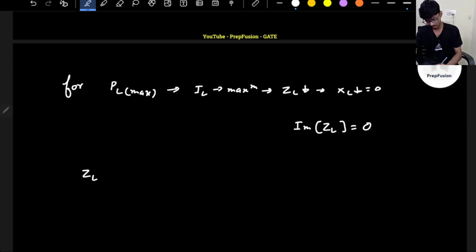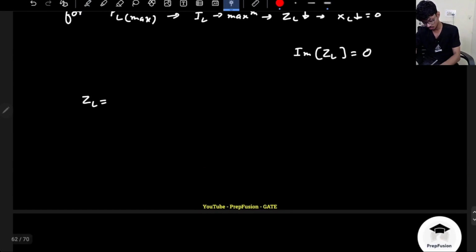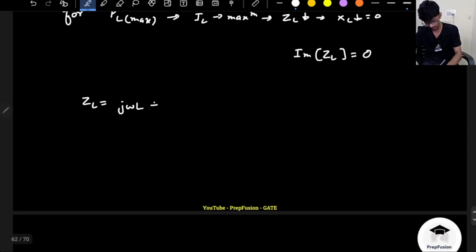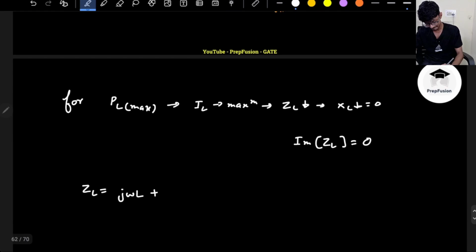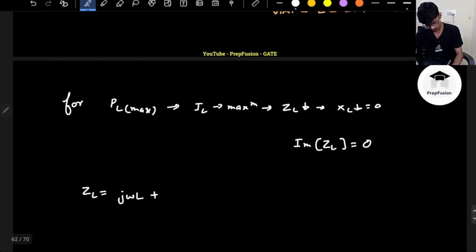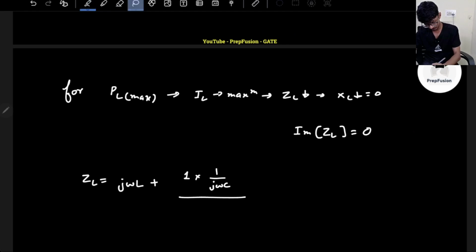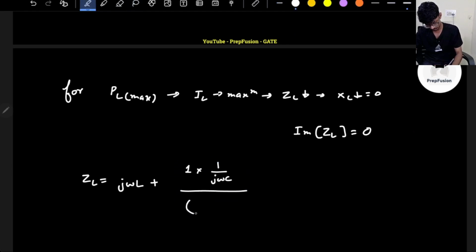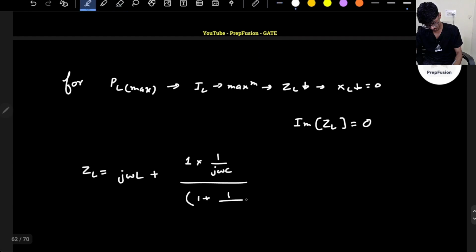So what is ZL? ZL basically is a series combination of the coil, so this will be j omega L, plus the parallel combination of the resistor and the capacitor. So this will be 1, that is the resistor, into 1 by j omega C, divided by 1 plus 1 by j omega C.